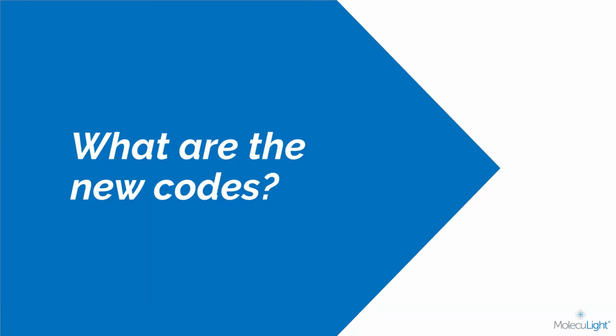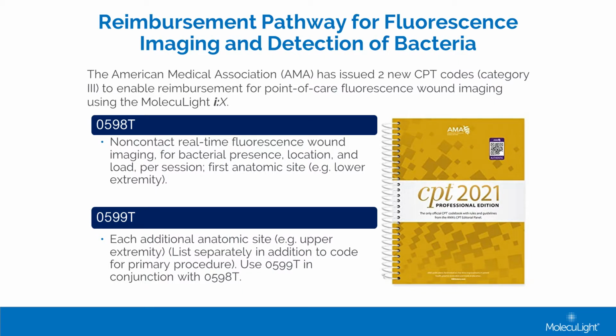So what are these new codes? Effective July 1, 2020, we now have two Category 3 codes defining this new breakthrough technology. They are 0598T, which is non-contact real-time fluorescence wound imaging for bacterial presence, location, and load per session, first anatomic site, for example, a lower extremity, and code 0599T, which is for each additional anatomic site, for example, an upper extremity. These codes are to be listed together if there is a second anatomic site.